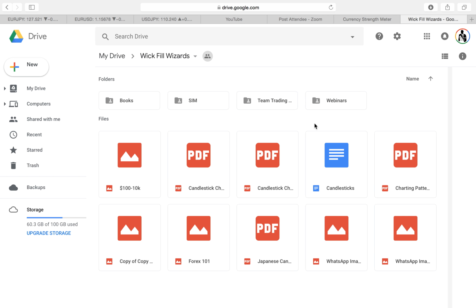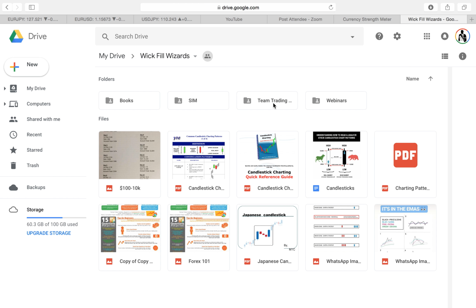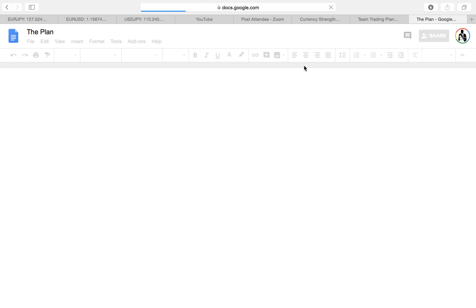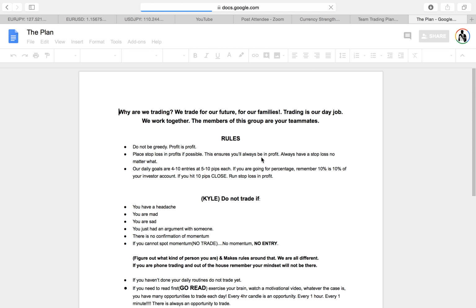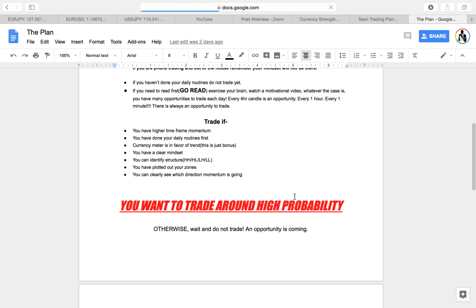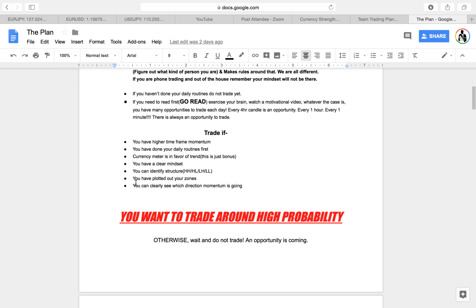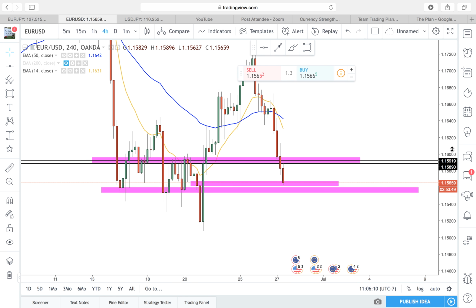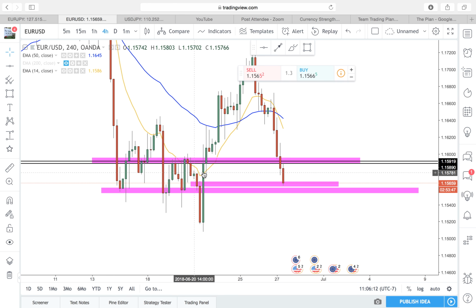Right, so let's go to the plan. Let's see what our trading plan is. Our team trading plan is: what's the number one rule that I've been talking about? You want to trade around high probability. Perfect. 10 a.m. high probability. We already know that. Trade if you can clearly see the direction momentum is going. Did we clearly see the direction momentum was going? Yes, because we drew up zones.